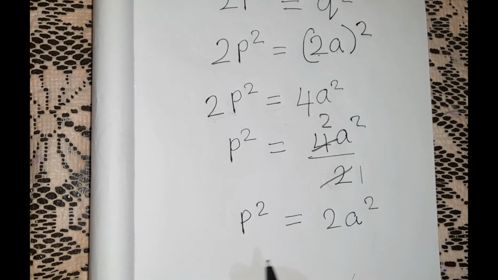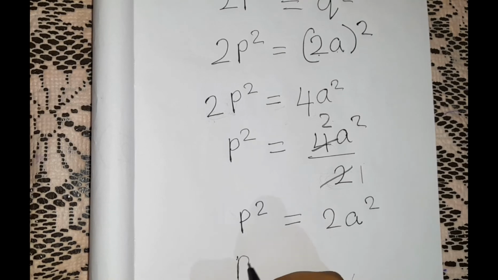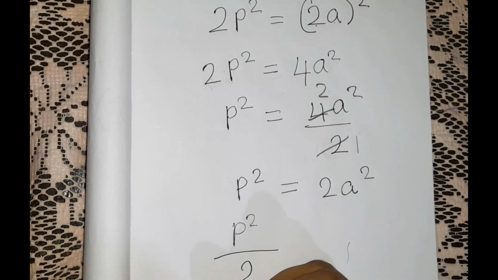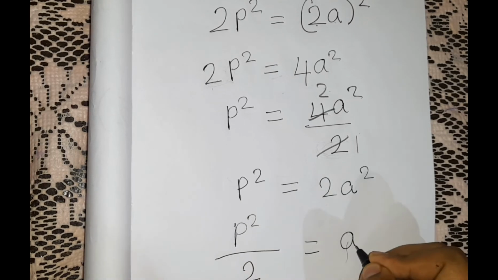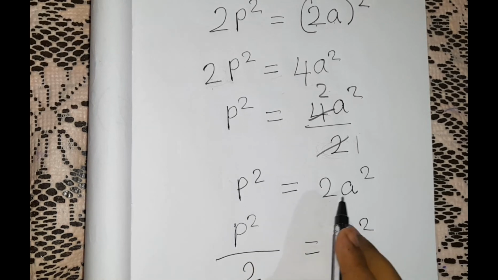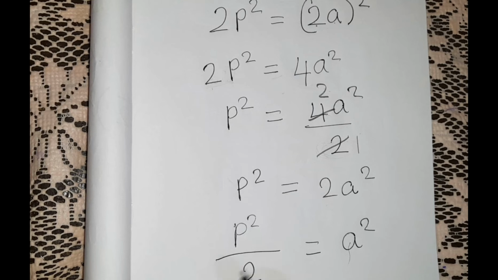So p square is equal to 2a square. Now we are going to get this to this side. So p square divided by 2 is equal to a square. Okay, so I brought this to this side. Here it is in the multiplication form. When it comes to this side, then it is in the division form. That's why it is p square by 2 is equal to a square.